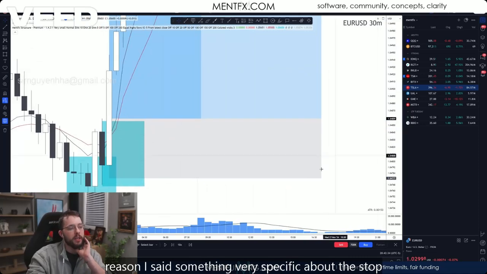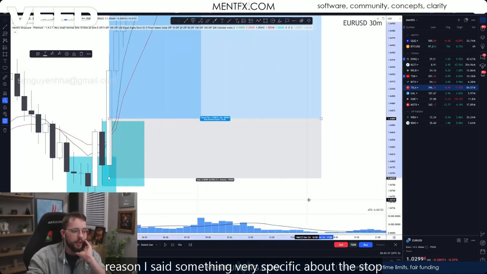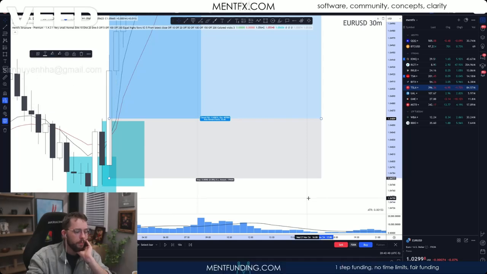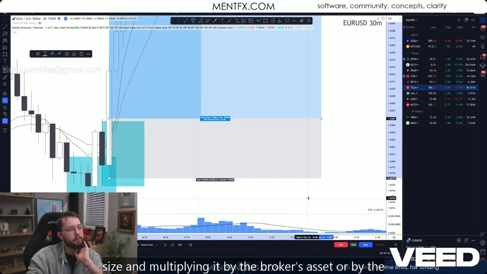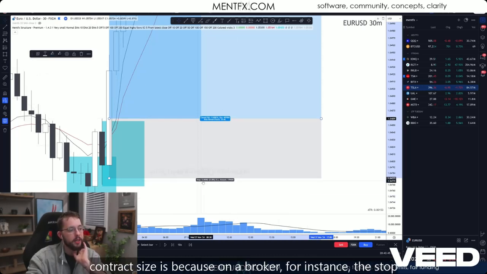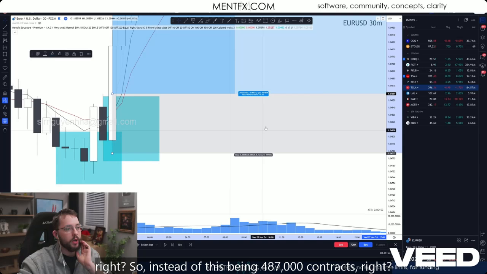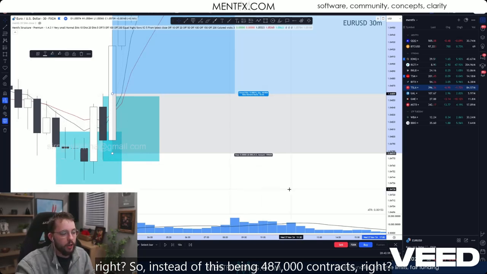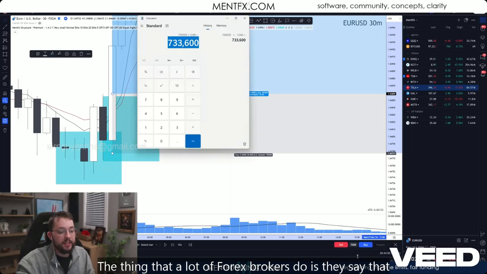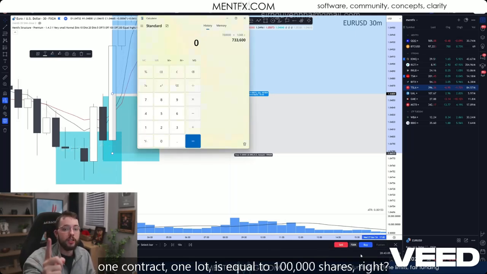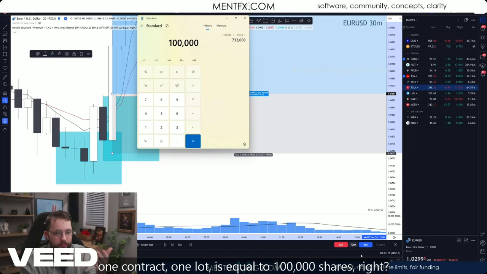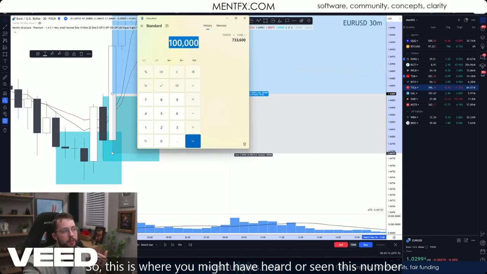Now, the reason I said something very specific about the stop size and multiplying it by the broker's contract size is because on a broker, for instance, the stop size 0.00082 is not actually what the stop size becomes. So instead of this being 487,000 contracts, the thing that a lot of Forex brokers do is they say that one contract, one lot, is equal to 100,000 shares. So this is where you might have heard or seen this number for the Forex side.